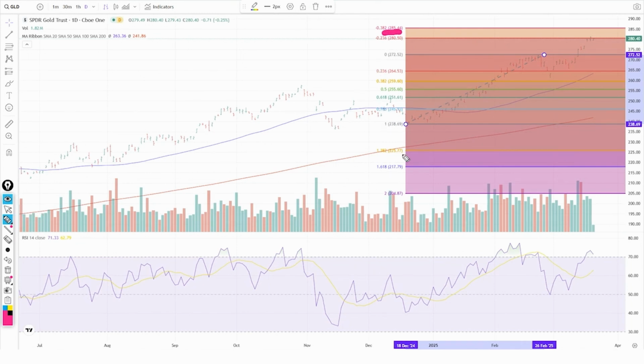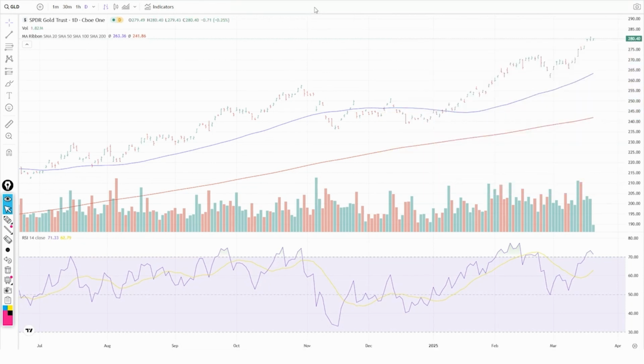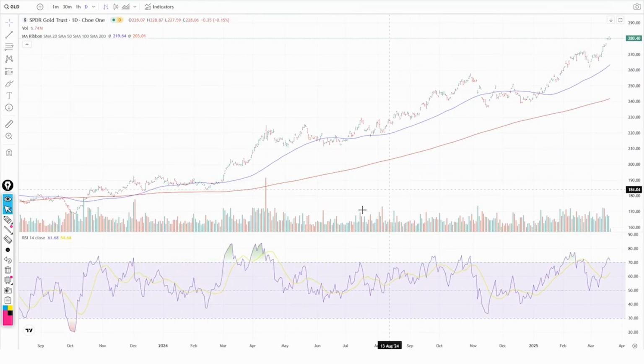And again, we can get real granular with this, and I could get the exact low here and the exact high here, but this is just ballpark stuff. A little bit over 285 is your first target. So I want to show how this has worked in the past.